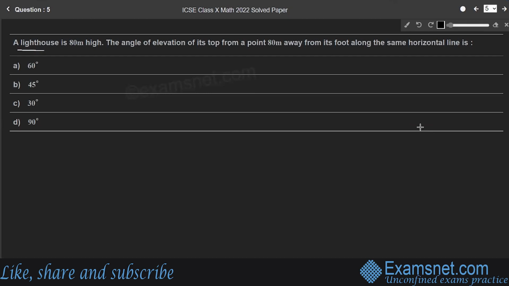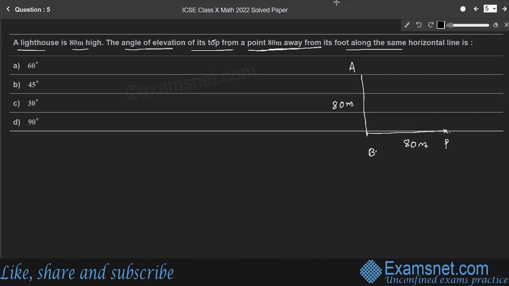Question 5. A lighthouse is 80-meter high. The angle of elevation of its top from a point 80-meter away from its foot along the same horizontal line is. So consider a lighthouse, and the height of the lighthouse is 80-meter. Let us consider a point P, which is 80-meter away from its foot. Let AB be the height of the lighthouse. Here BP distance is 80-meter and AB, the height of the lighthouse, is 80-meter, right?